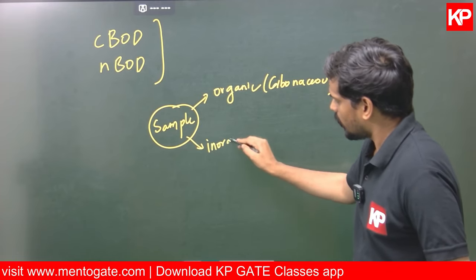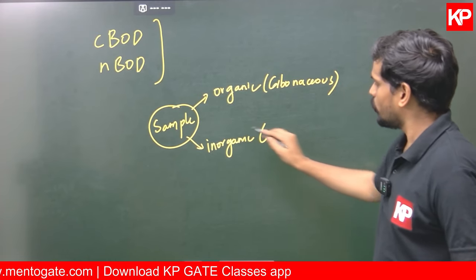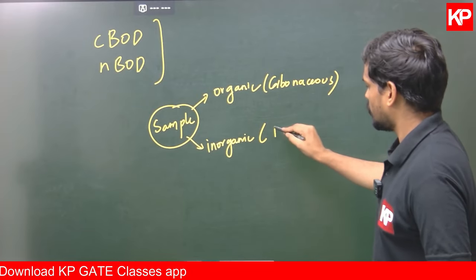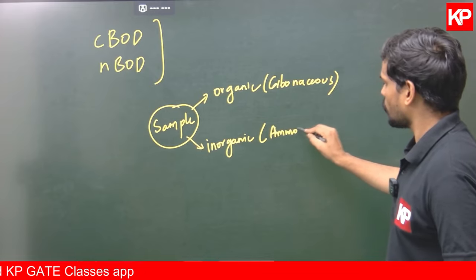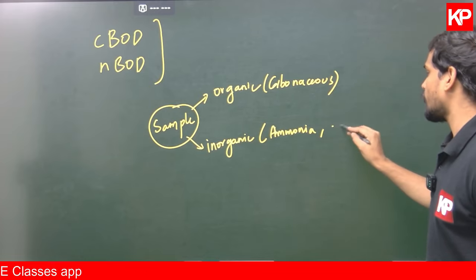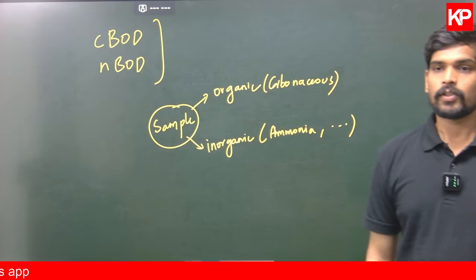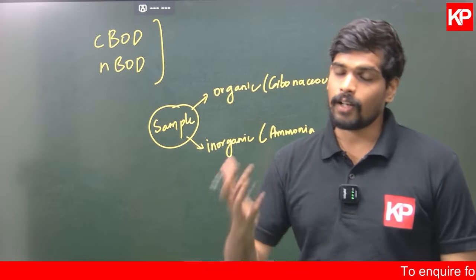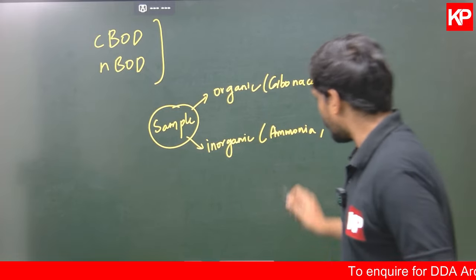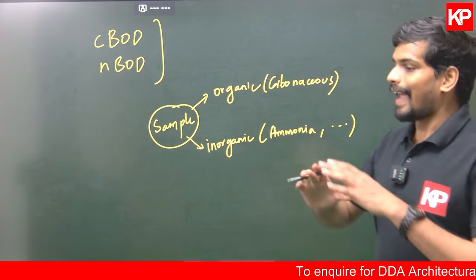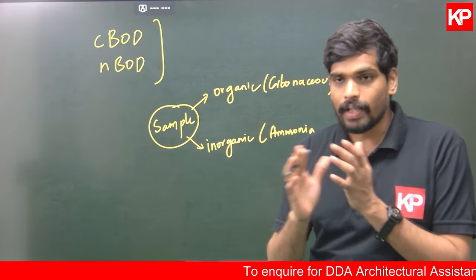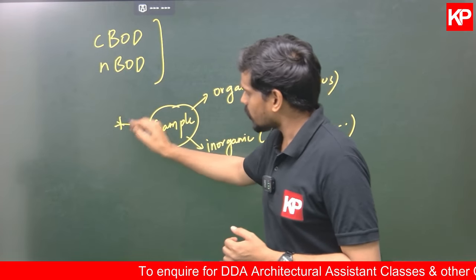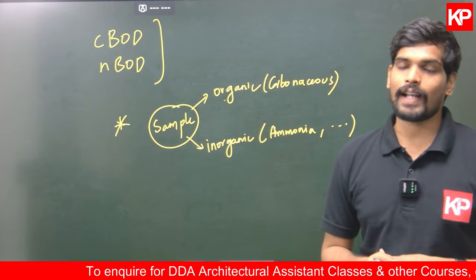Inorganic compounds include a lot of pollutants. Mainly you can have ammonia, nitrites, sulfides, and there are a lot of other inorganic pollutants also. Even ammonia can be nitrified by the nitrifying bacteria. That also happens in the presence of oxygen. So even ammonia can be oxidized. If you're directly simply measuring BOD without any parameters set to it, you will find out the oxygen consumed by both organic and inorganic pollutants.